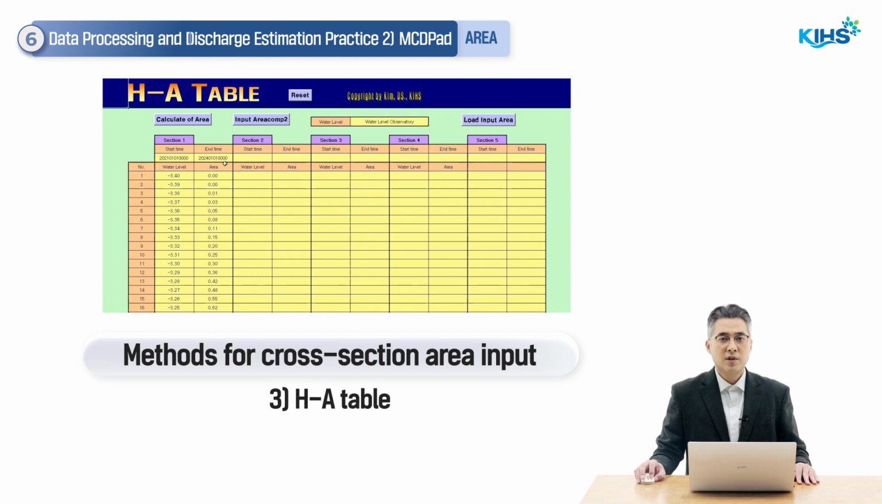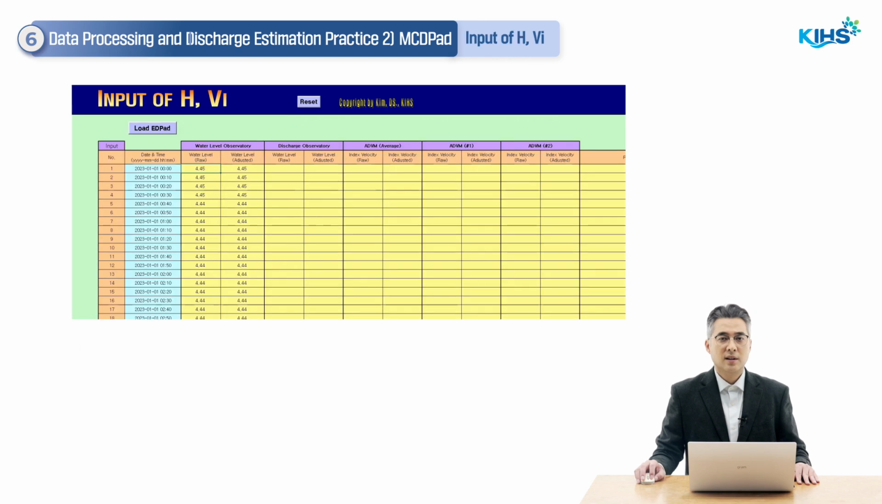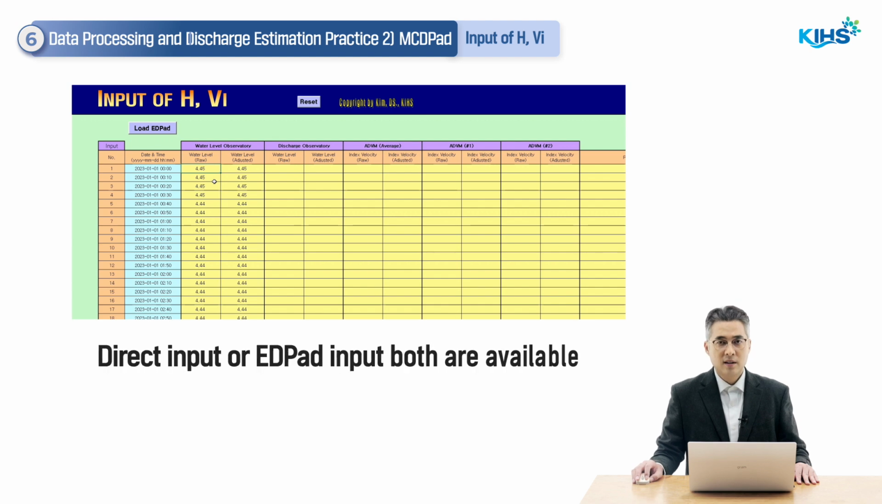In practice, at KIHS, the HA table method is most commonly used. The next sheet is used to input stage and index velocity data for developing the index mean velocity relationship equation. For estimating discharge, values can be entered directly in the yellow fields or imported automatically by selecting EDPAD.